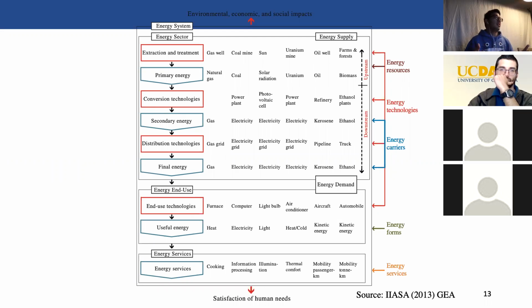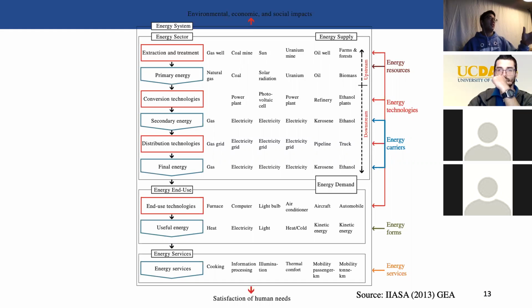So this is a diagram of energy systems going from your energy sector all the way to the final energy services that are being provided. You can see right at the top is where you start with your primary energy, treatment and production. That's all on the upstream. And as you move down, you go from your primary energy conversion to secondary energy to final energy and then useful energy.